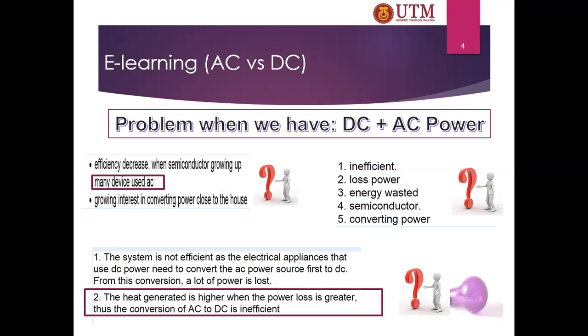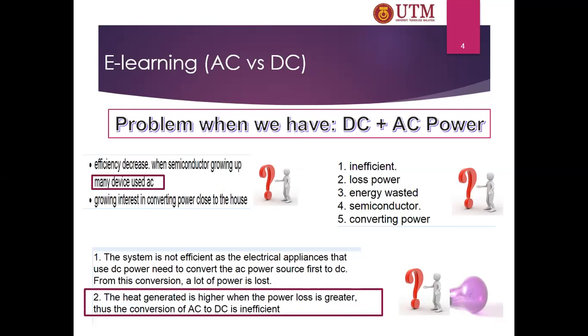Actually, AC power has advantages in terms of generation. In terms of generation, the AC power system is much more cost effective compared to using DC power for the generation. And also for the transmission.